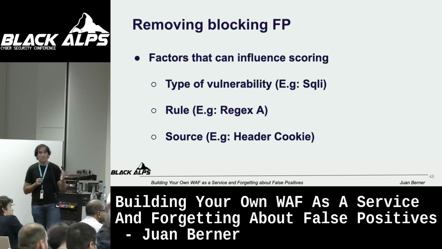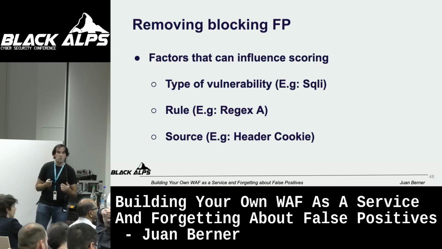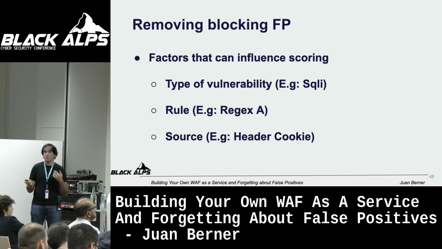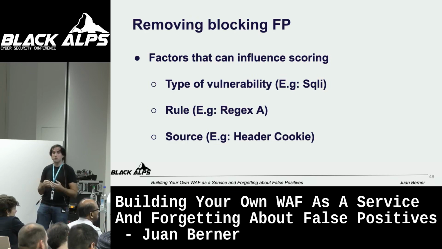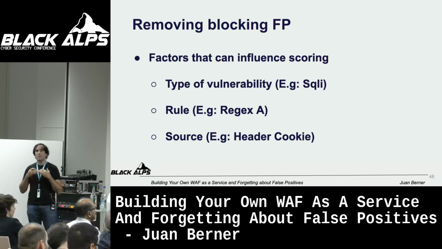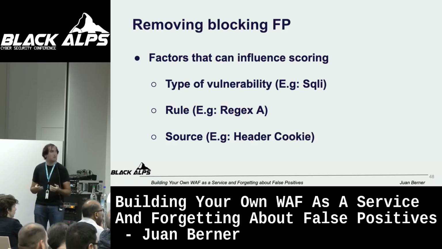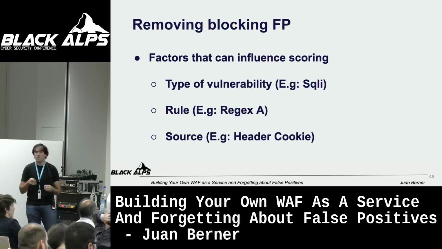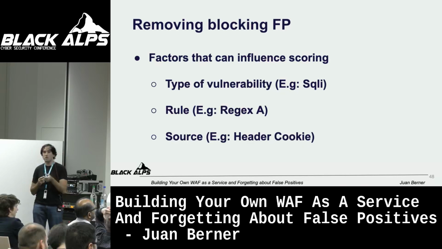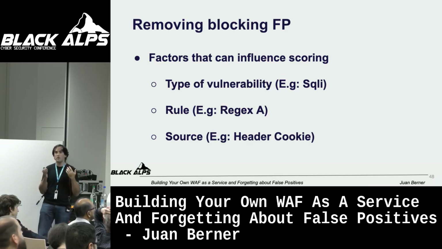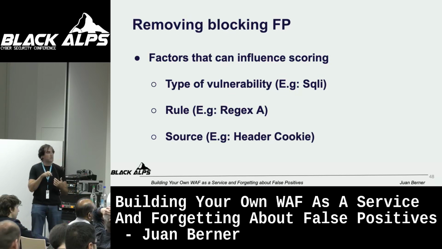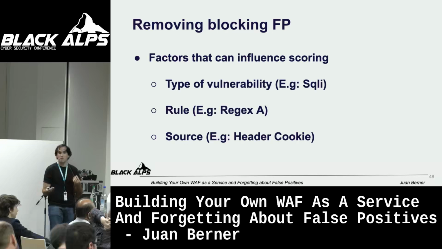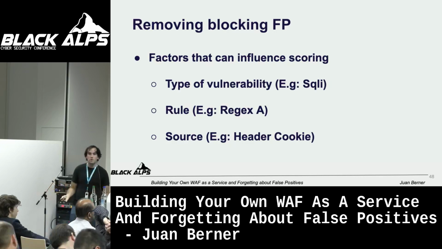And these are the factors that can influence the scoring. So you've got the type of vulnerability. Different types of vulnerabilities like remote code execution, SQL injection, and XSS have different probabilities of creating a false positive. Then the rule: one regex can work worse than a different regex. And of course the source, because it's not the same getting it on the payload as getting it on the cookie. The probability of the rule triggering a false positive for that type of vulnerability can change drastically based on that. And this is all information that you already have, because you're already collecting it as part of the out-of-band mode.